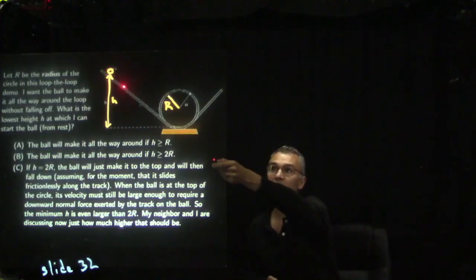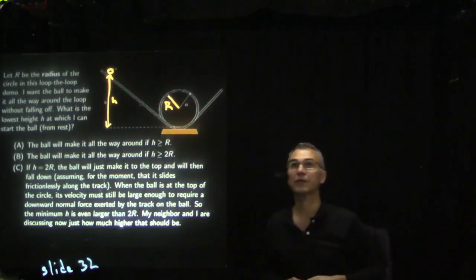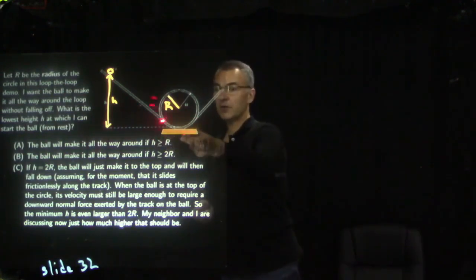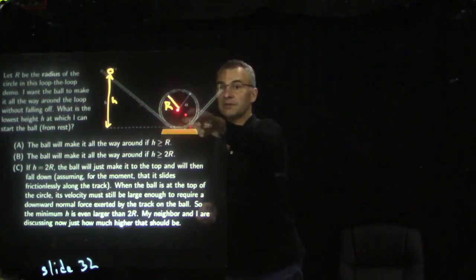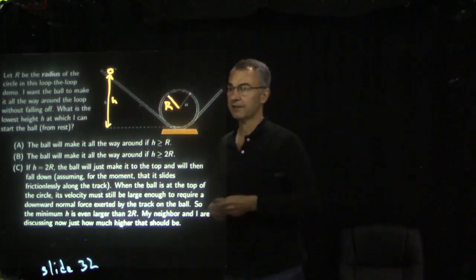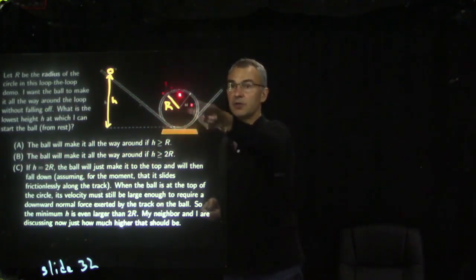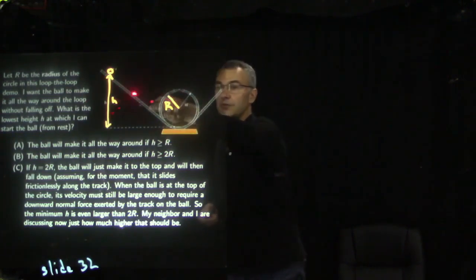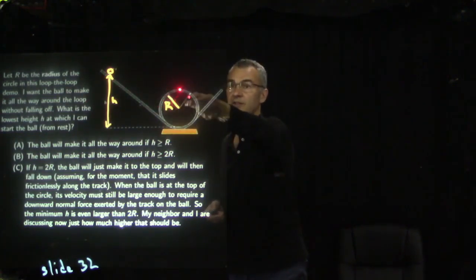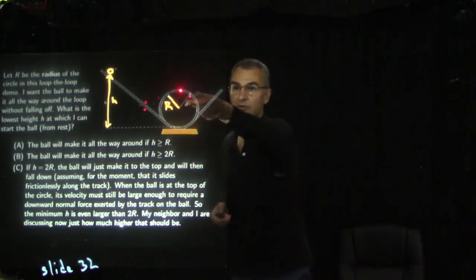So how high do we have to start it from so that it goes all the way around and doesn't fall off? A, the ball will make it all the way around if the height is at least as big as r. Well, r would only be the middle of the loop-de-loop, so I'm not sure I believe that. The ball will make it all the way around if h is bigger than 2r. Well, okay, then we seem to have enough potential energy initially to reach this potential energy, but by the time it gets to the top, we've used up all of that potential energy just getting to the top, and we have no kinetic energy, so I guess we would just fall down.